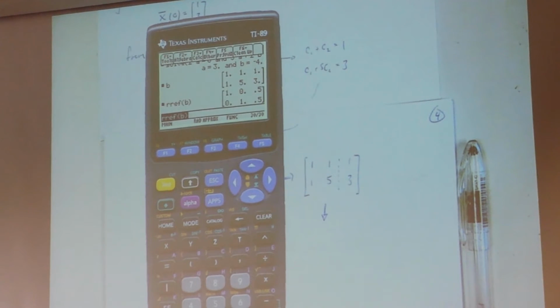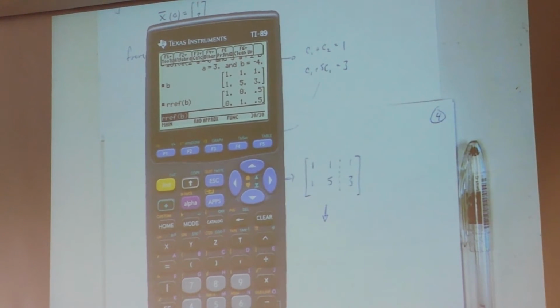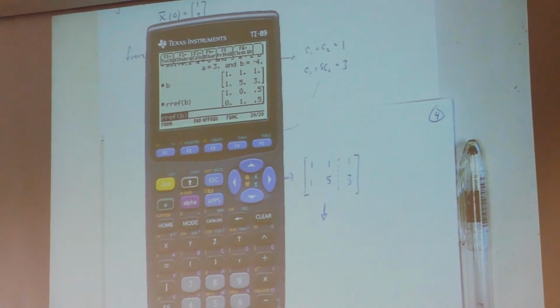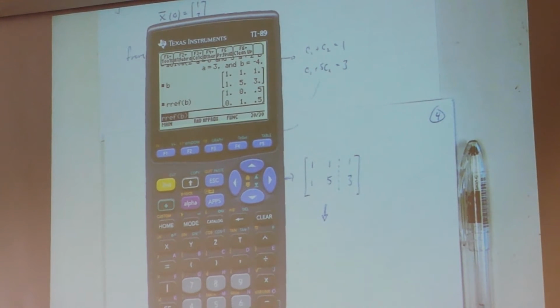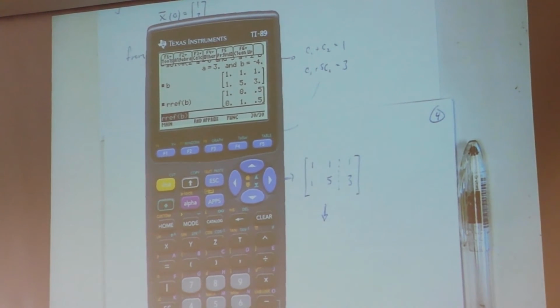So 10.5. In other words, C1 must be 0.5, and C2 is also 0.5. Okay, so reduced row echelon form is another way of solving a system of N equations and N unknowns. You can also do it directly, as long as they are a linearly independent set of equations.